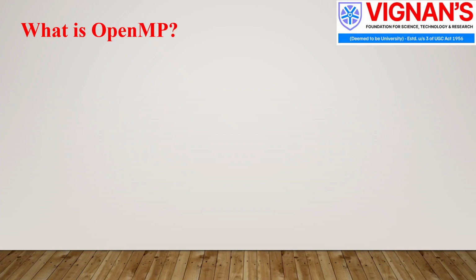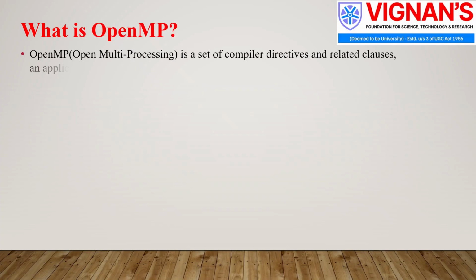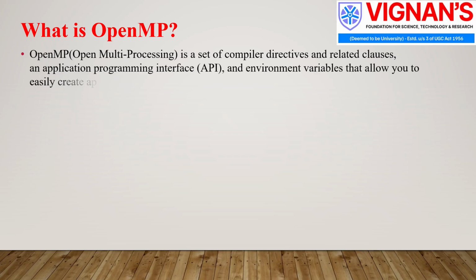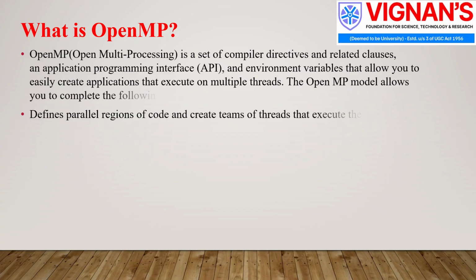OpenMP, or Open Multiprocessing, is a set of compiler directives, related clauses, an application programming interface, and environment variables. It helps in creating applications that run on multiple threads. Using OpenMP, you can define parallel regions of code and create teams of threads to execute them.